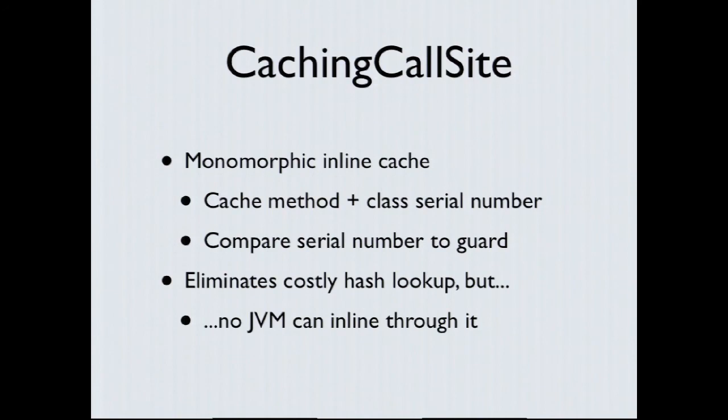So this eliminates the costly hash lookup that we would have before. And I just did a blog post on how bad hash lookup actually can be for performance. But the problem is that it's a single piece of code that every single call in the system goes through. And there's no way that the JVM, in its current form, can inline through that. It can't see that a call to foo going through this caching call site logic and eventually hitting a target method can all be done as one batch operation or one piece of inlined code.